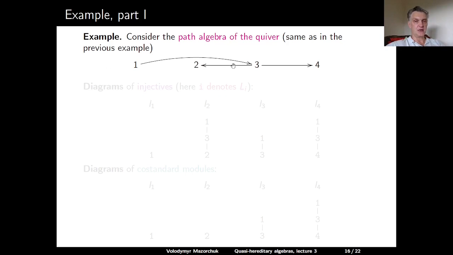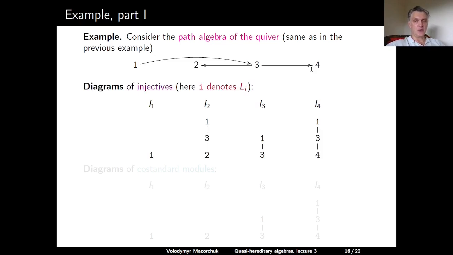So we have the vertices 1, 2, 3, and 4, and arrows from 1 to 3, from 3 to 2, and from 3 to 4. We already know that the category of modules over it is a highest weight category. We computed that projectives have filtrations by deltas and so on. So now let us check the same thing using injectives and nablas.